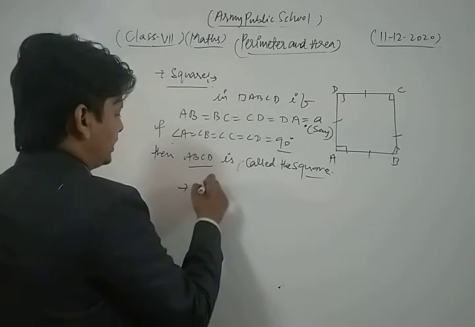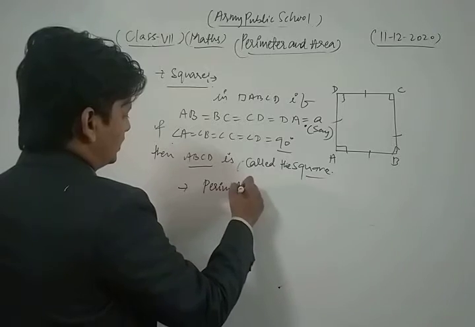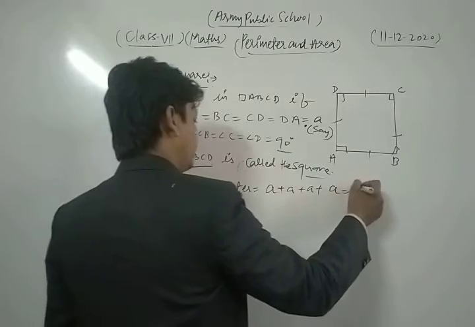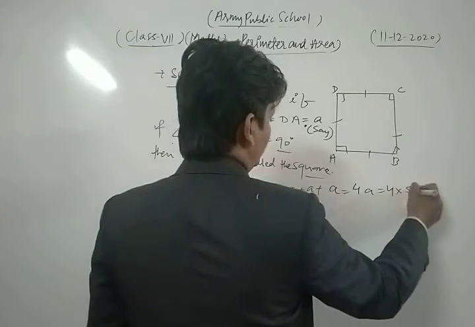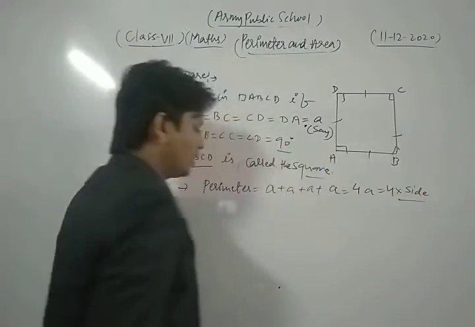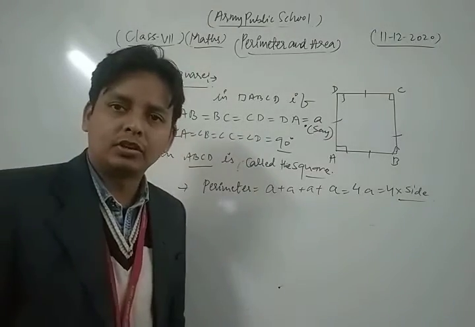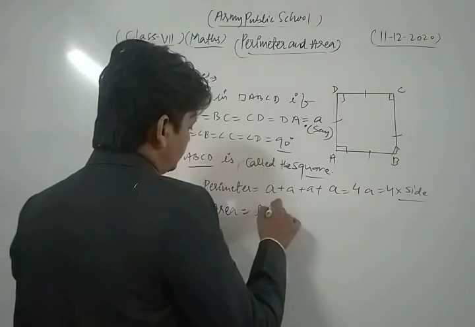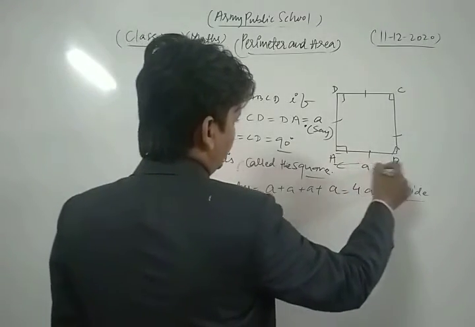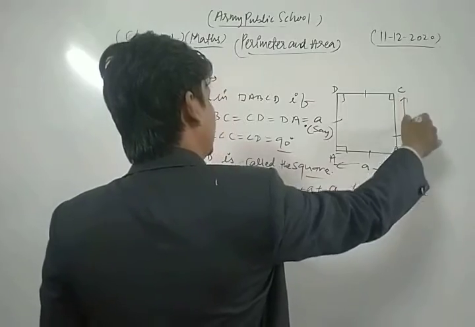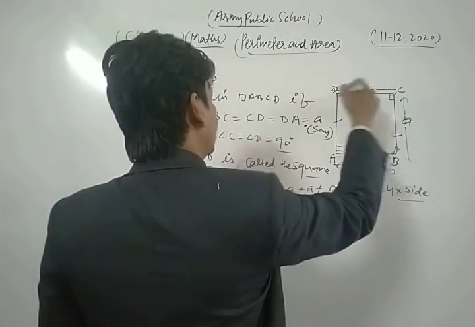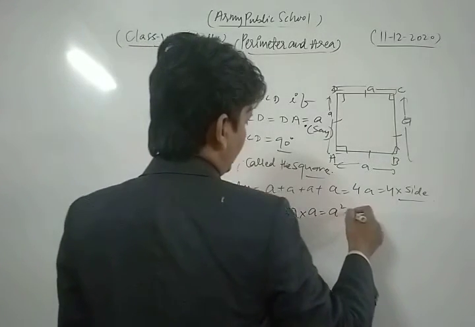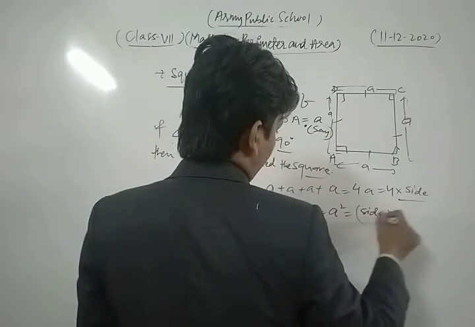Now the formulas for the square. First is the perimeter. Perimeter is the sum of all sides, A plus A plus A plus A, which is 4 into A, that is 4 into side. The second is the formula for area. Area means length into breadth. Length is A and breadth is also A, because all its sides are equal. So A into A, that is A square, means side square.